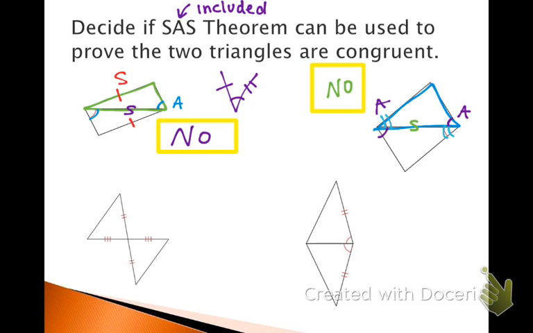All right, you're going to need your highlighter for this one. Do we have a side marked congruent to a side? Yes, let me highlight my triangle. So I have a side. Do I have another side? So what am I missing? An angle. Are there any angles that are congruent in this picture?